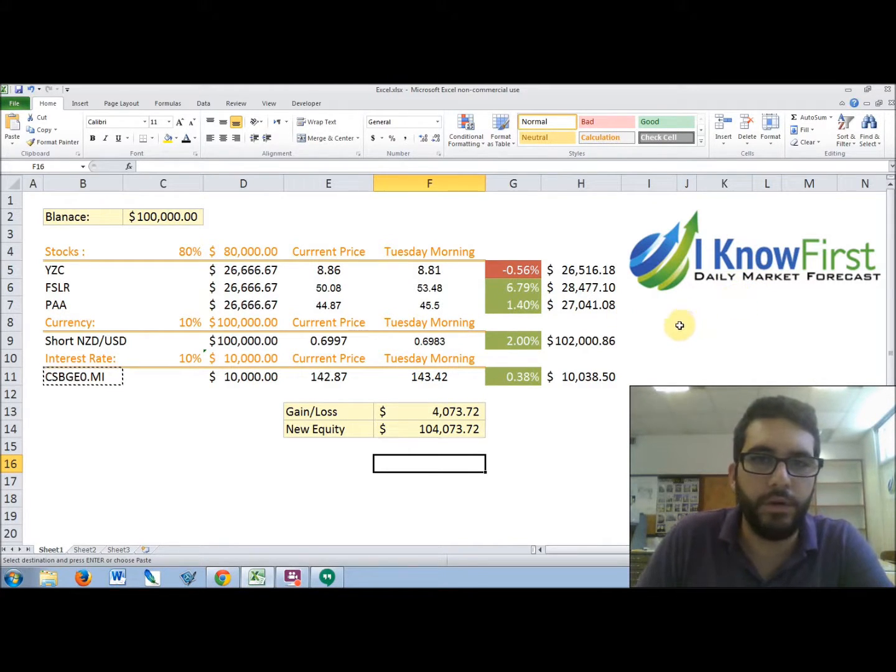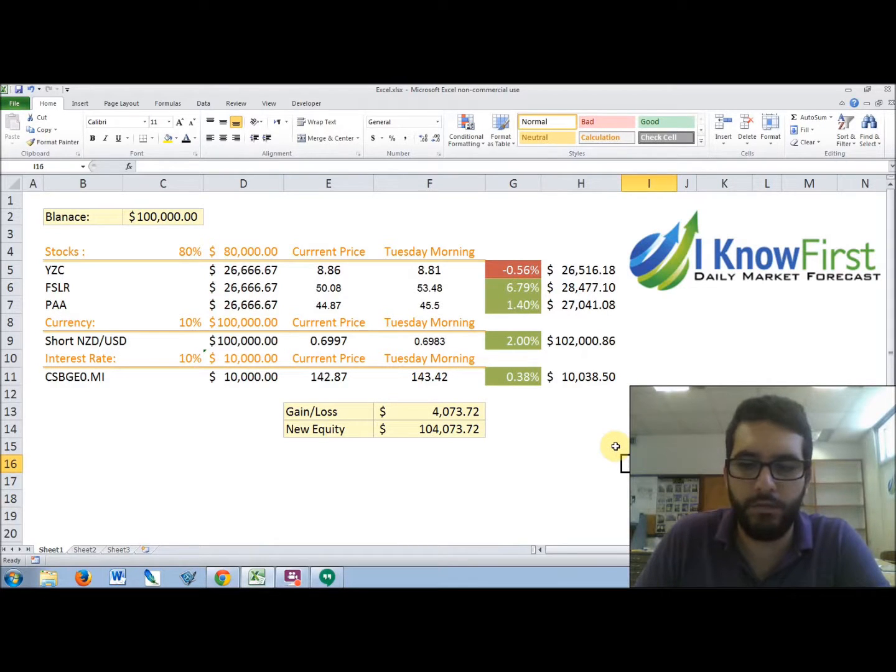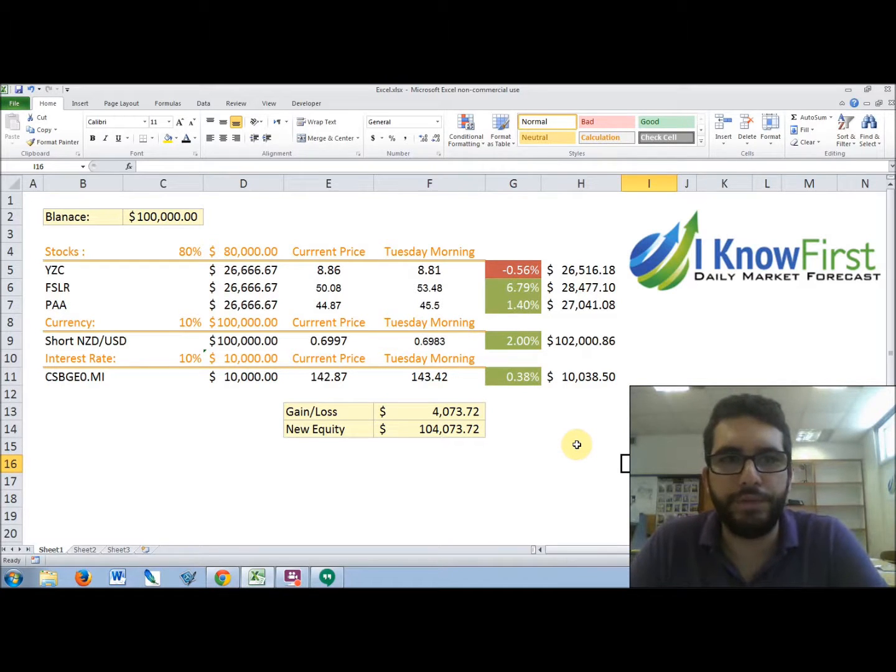We have here FSLR with almost 7% return, and we also did well on the short on the New Zealand dollar US dollar, which actually went down, with our leverage, that results in almost a 2% gain. And the bonds ETF here, which also had a slight positive return, for an overall 4% return, which is quite high even for this model.